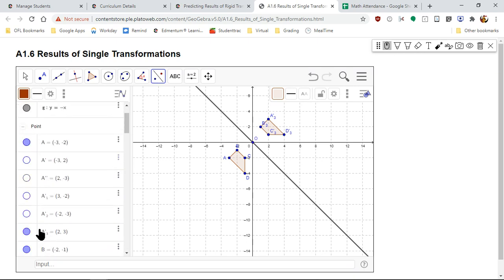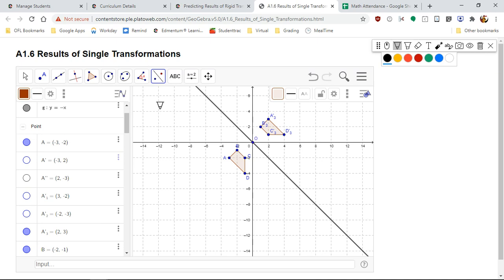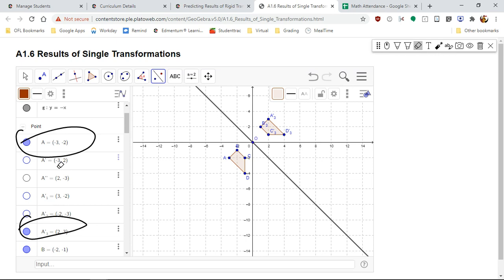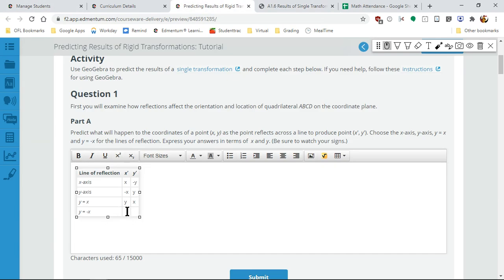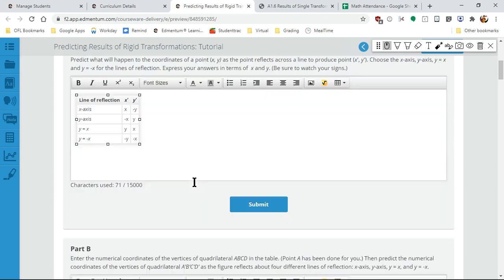And now I know I can ignore these because they're no longer highlighted. So I'm only looking at this and this point. What's happening between these two? Well, it looks like not only did my y become my x, but they also changed signs. So I'm going to leave it the same, but instead of just y, I'm going to put negative y. Instead of x, I'm going to put negative x. And that's what we're doing. That's how we predict what's happening.